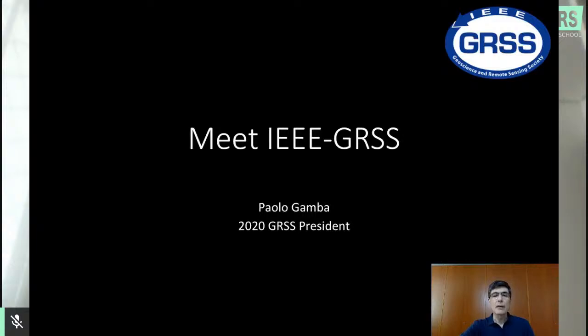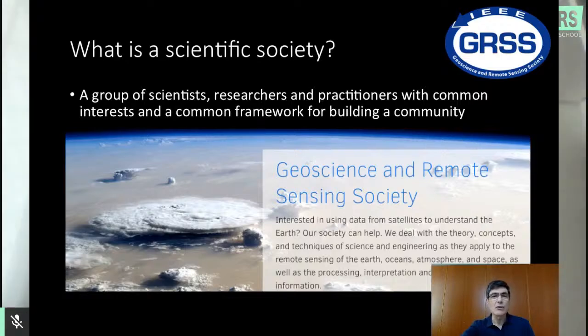Good morning, my name is Paolo Gamba and I am the president for the year 2020 of the Geosciences and Remote Sensing Society. First of all, what is a scientific society? What is GRSS? A scientific society is a group of scientists, researchers and practitioners with common interest and a common framework for building a community.